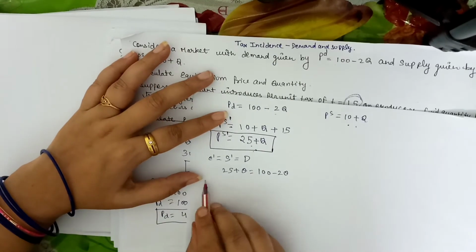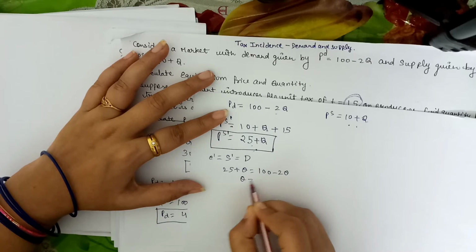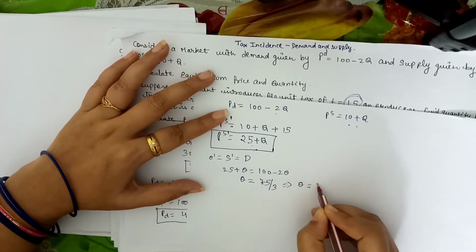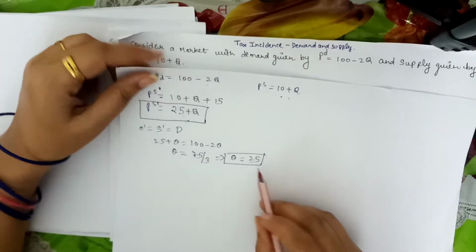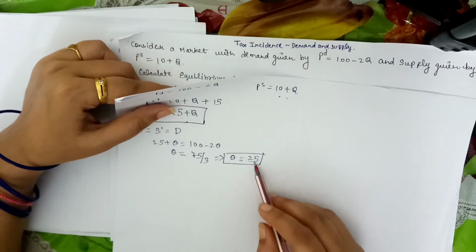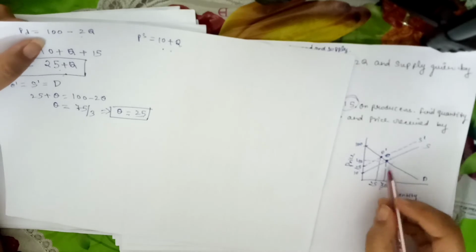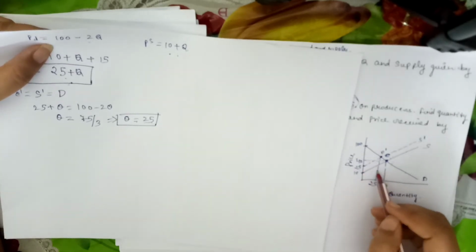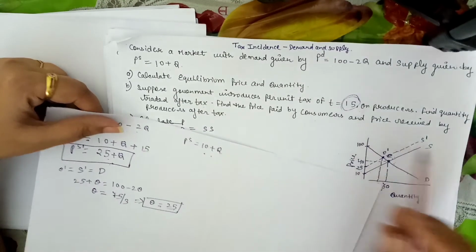Now we will calculate Q from here, which is 25. So if we want to plot this value on the graph, we can write 25, and we have seen that the quantity has decreased after imposition of the taxes. Now the question is asking: find the price paid by consumers.